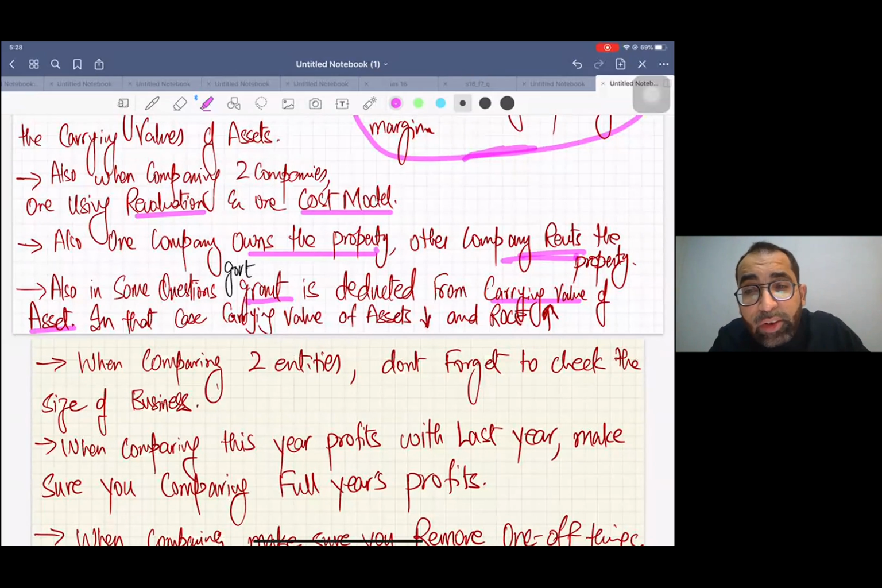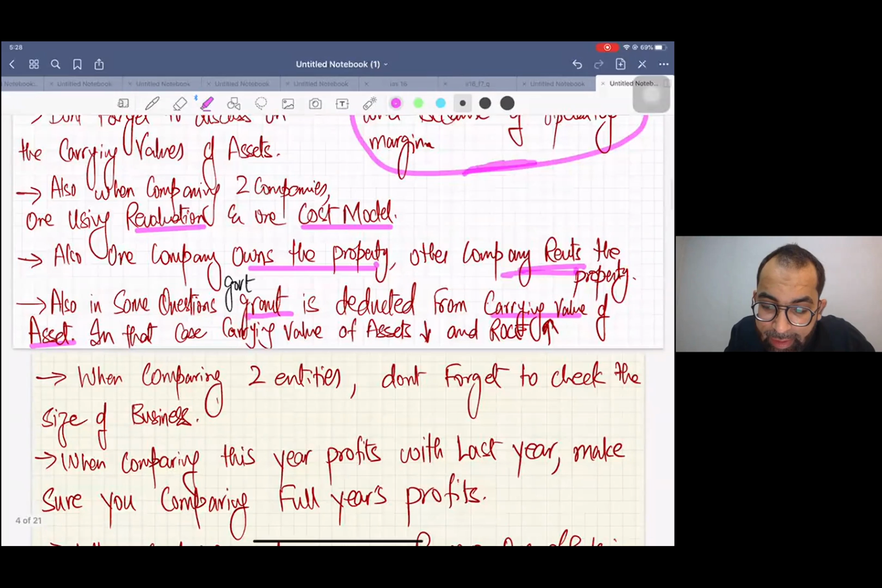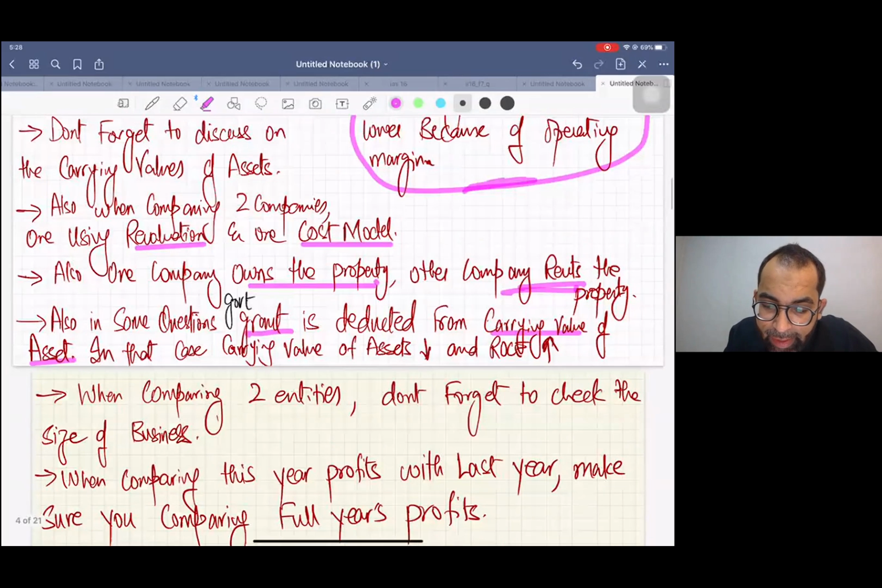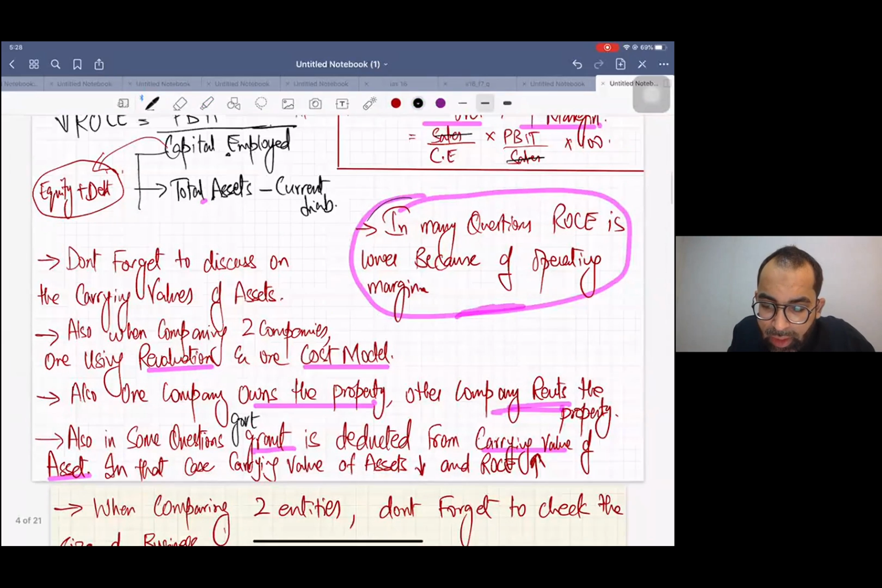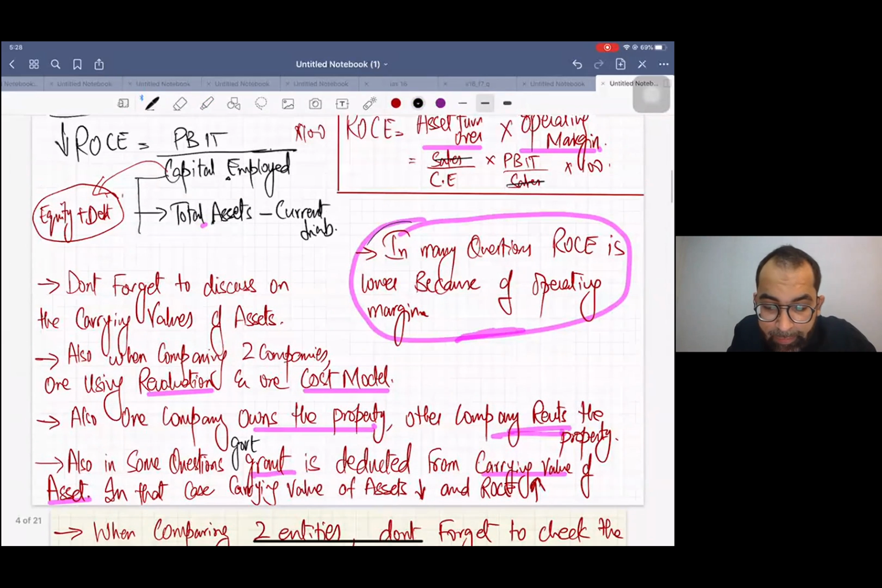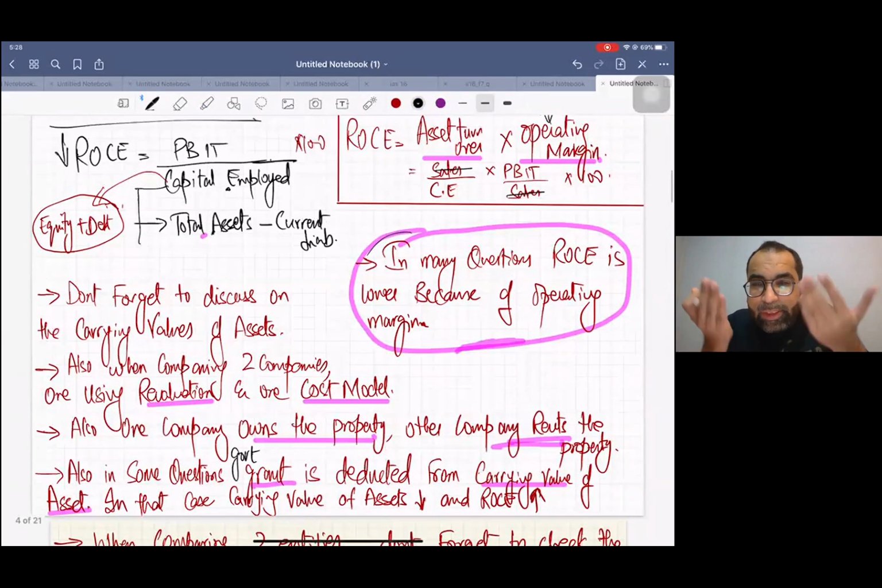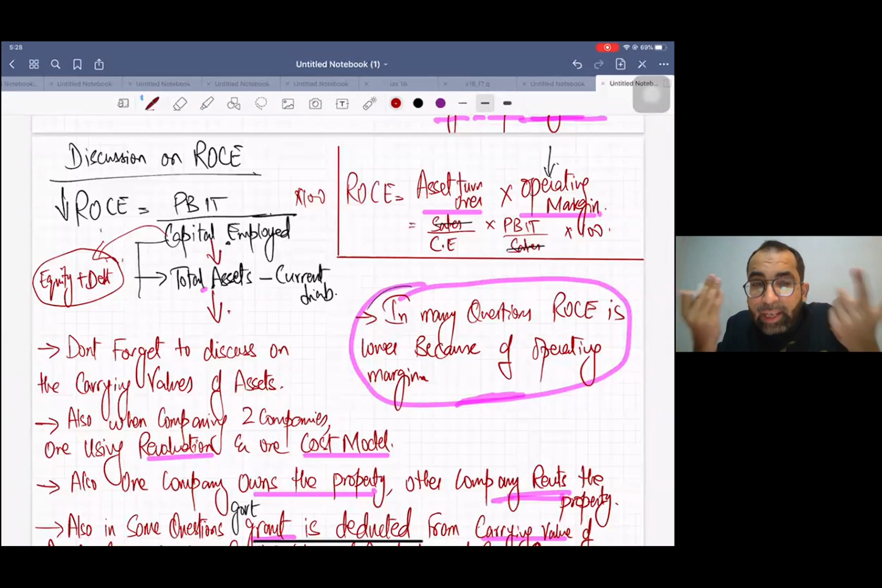And what happens when your asset value goes down? Open your eyes, please. I need your energy. What happens when your asset value goes down? Look at here. When your asset value goes down, your capital employed goes down, and your ROCE goes up.